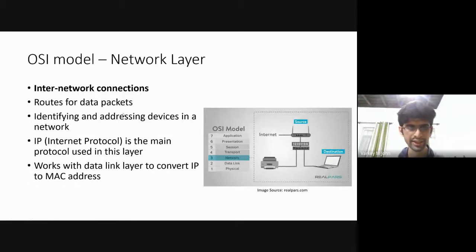To interconnect two networks, you'll be using a router. The router is the one that checks the data and then sends it to whichever device is required to receive it. For that, routing is required, and that routing happens in the network layer. Also, the data may have to go through multiple routers, so routing algorithms also take place in the network layer. It also works with the data link layer to convert IP addresses to MAC addresses so that the data is finally sent to the right MAC address.